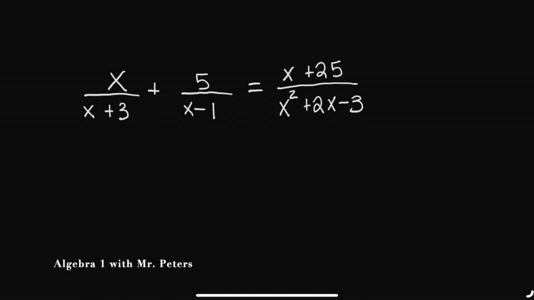What does Mr. Peters mean? So we want to pay attention to this trinomial and we want to break it down. The reason we want to break it down is because we have to have the same denominator on the left side so that we could combine x and 5.